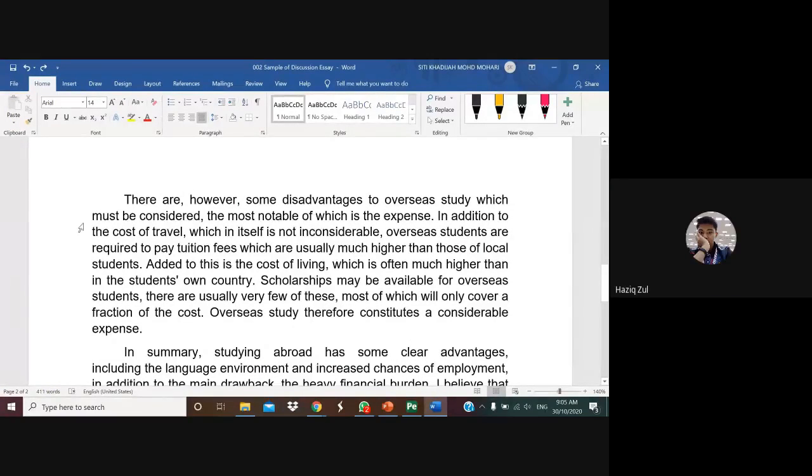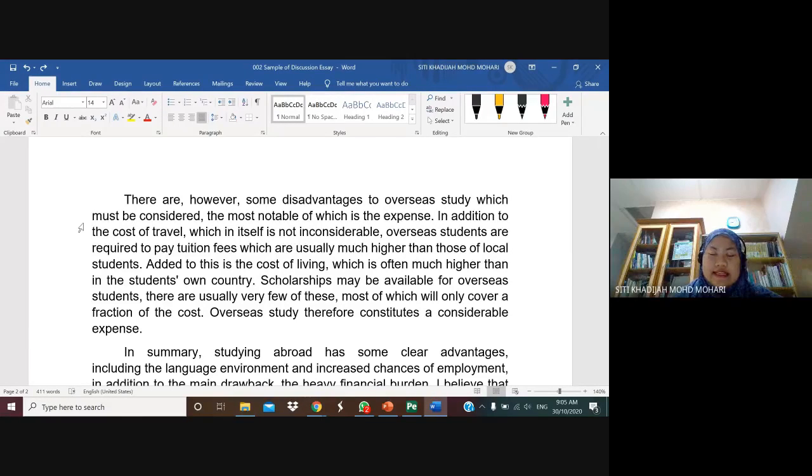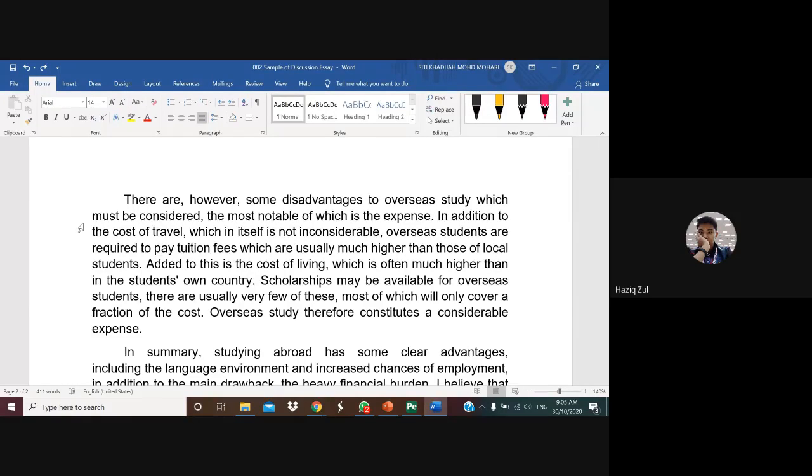There are, however, some disadvantages to overseas study which must be considered, the most notable of which is the expense. In addition to the cost of travel, which is itself not inconsiderable, overseas students are required to pay tuition fees which are usually much higher than those of local students. Added to this is the cost of living, which is often much higher than in the student's own country.